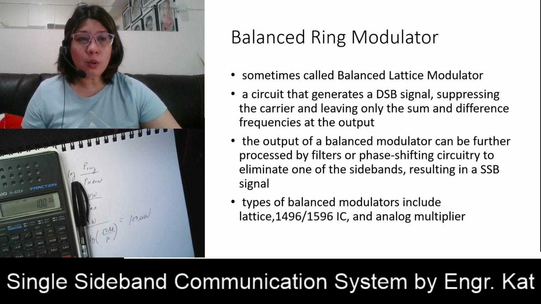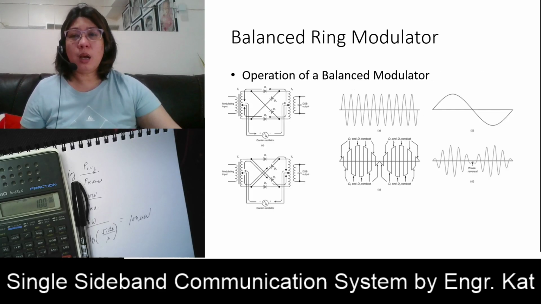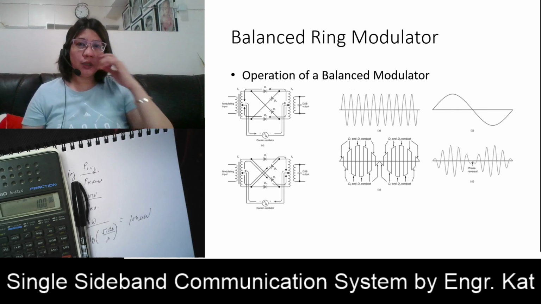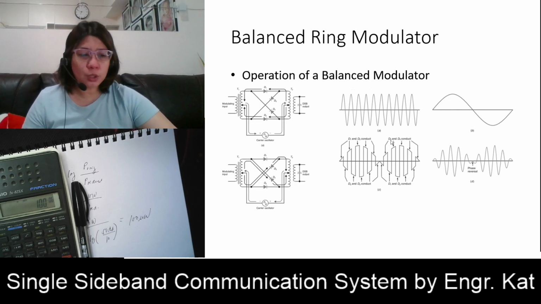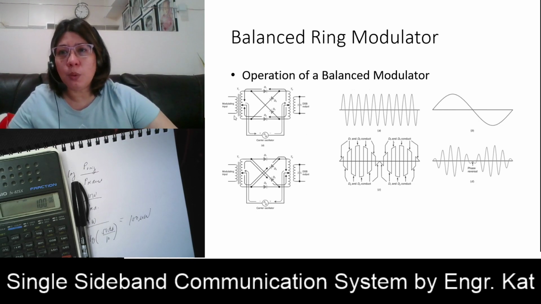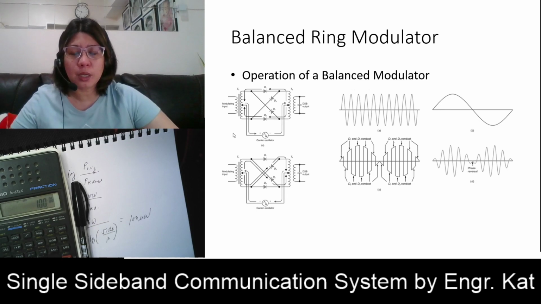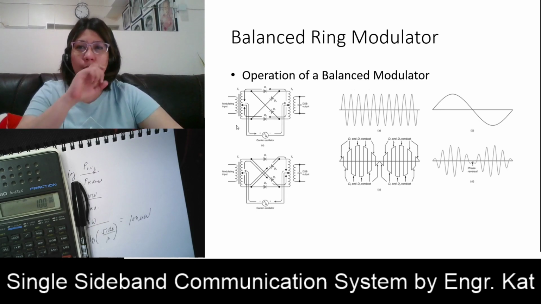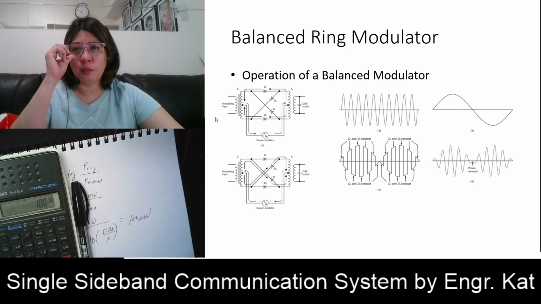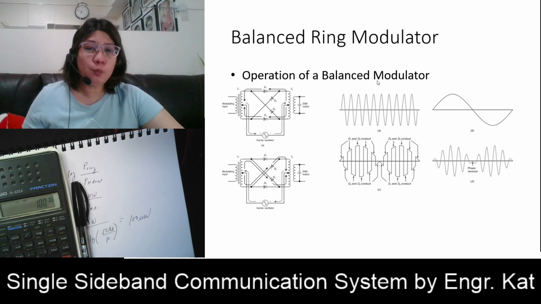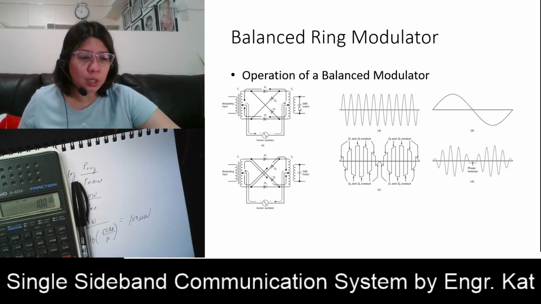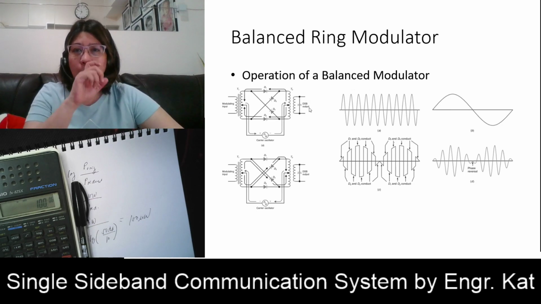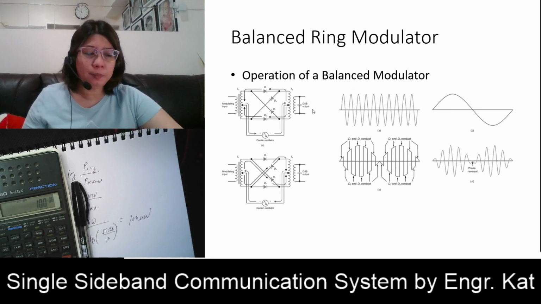So this is how the operation of a balanced modulator works. As you can see, you have here your T1. Your T1 is your input transformer, wherein your modulating input is being applied. And then we have here your T2. Your T2 is your output transformer, where we get your double sideband output.